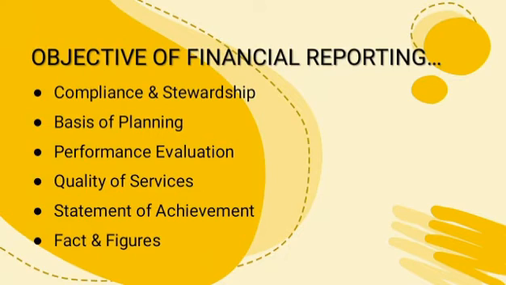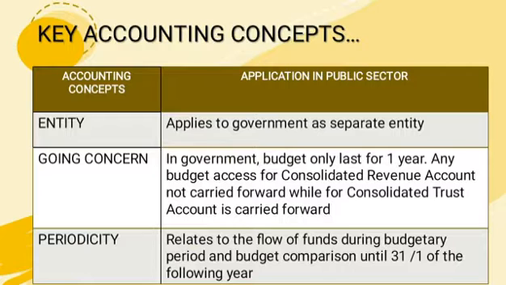There are 6 objectives of financial reporting. First, compliance and stewardship. Second, basis of planning. Third, performance evaluation. Fourth, quality of services. Fifth, statement of achievement. And last, facts and figures.